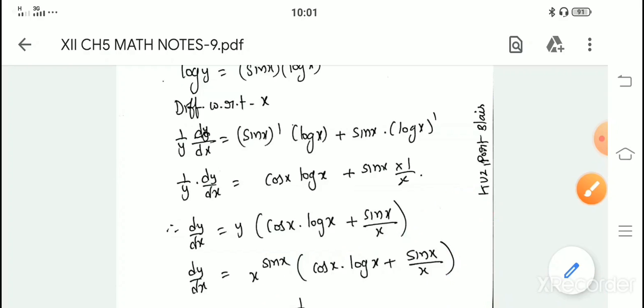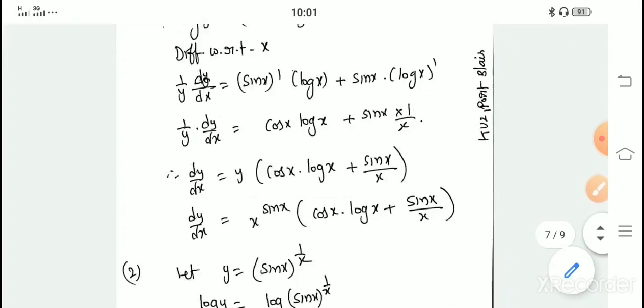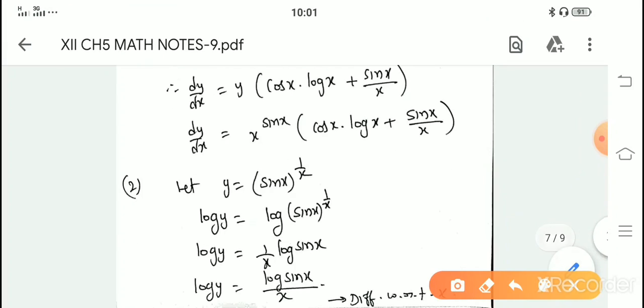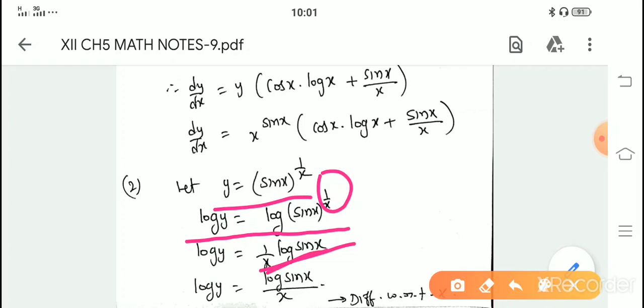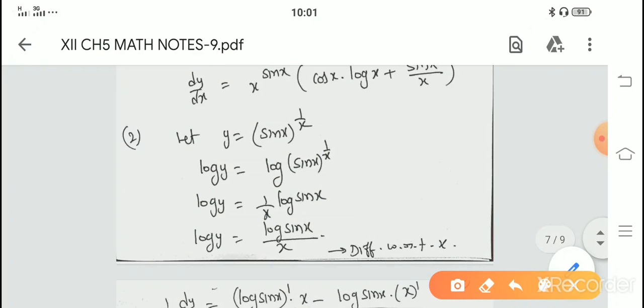Okay. So every time we are taking y is equal to something, applying log, and differentiating on both sides. Similarly, the question is y is equal to sin x power 1 by x. Apply log on both sides, the exponent will come before log: 1 by x log sin x. For every problem the exponent will come here like this. So log sin x by x. So log y is equal to this.